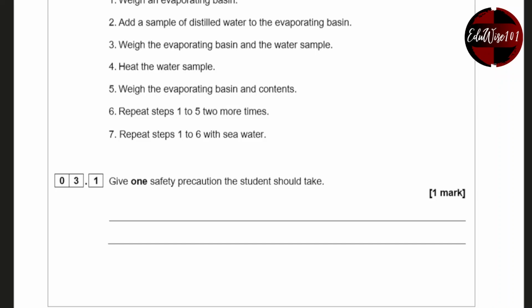So give one safety precaution the students should take. Because you're using a Bunsen burner and glassware, the best would be to say wear safety goggles. Or you could say, because you're using a Bunsen burner, tie hair back. Any one of these will give you 1 mark.